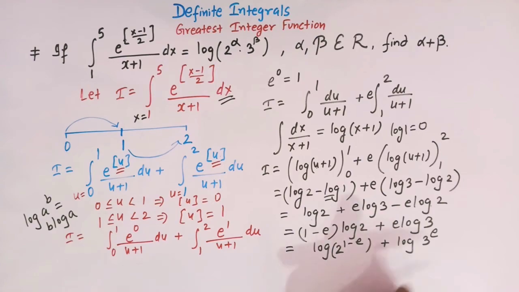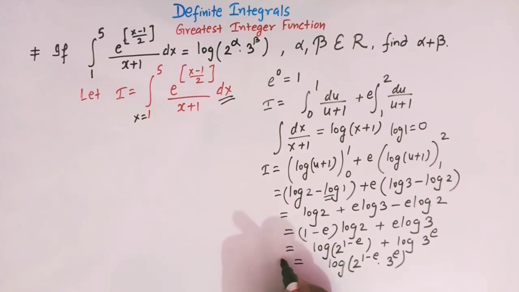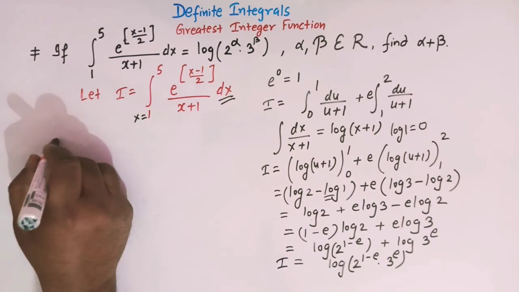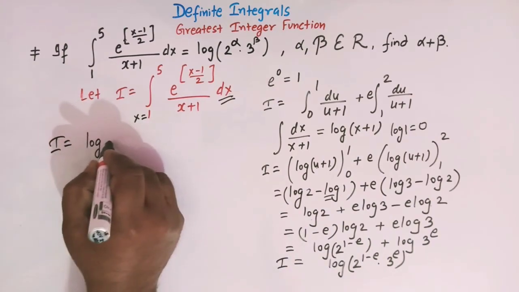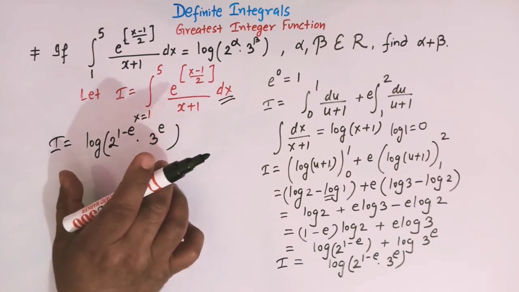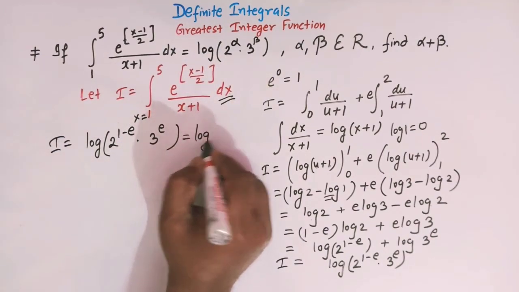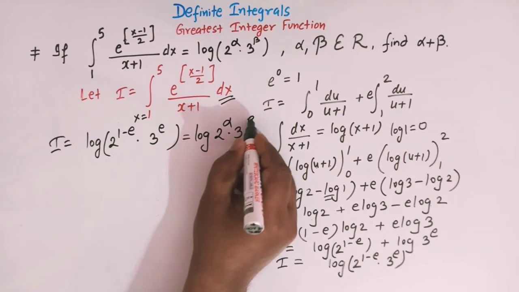So now we have this expression, and this expression can further be written as log of 2 raised to 1 minus e times 3 raised to e, because again we have used the result, that is log of the product of a and b is equal to log of a plus log of b, right? So now viewers, we see that the value of this integral I comes out to be log of 2 raised to 1 minus e times 3 raised to e, right? And we are given that this value is equal to this one, that is log of 2 raised to alpha times 3 raised to beta.